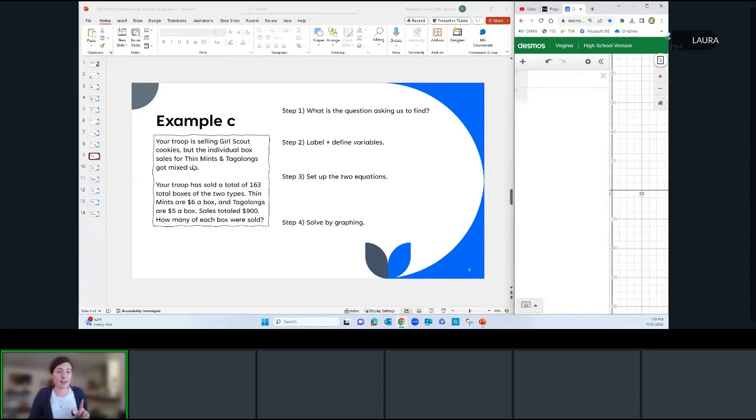Thin Mints, $6 a box. That's actually true. And Tagalongs, $5 a box. It's actually $6 in the real world, but that's okay. Sales totaled $900. How many of each box were sold?